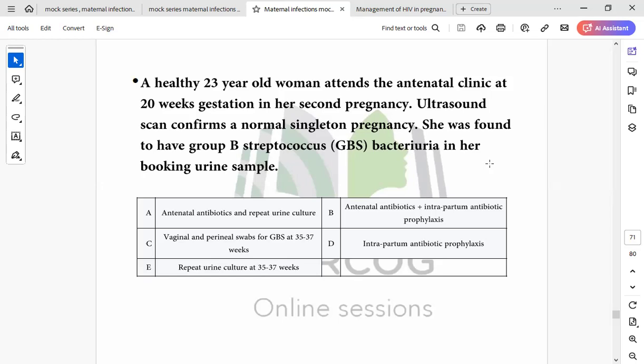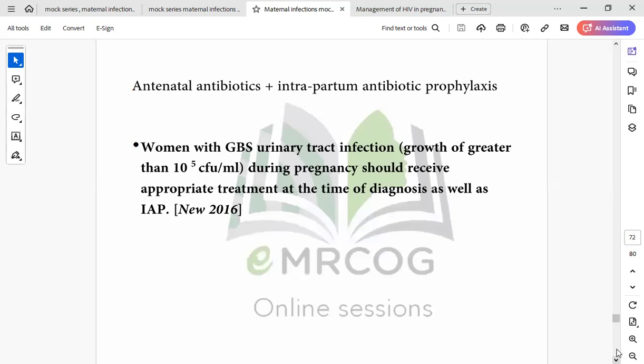In any way, the woman is going to have IAP. But treating the bacteriuria depends on the colony number. If it's more than 100,000, then she needs treatment, antenatal antibiotics. If it's less than this, she does not need antenatal antibiotics. If it's not given, then you are going to assume that this is positive GBS with growth greater than 100,000.